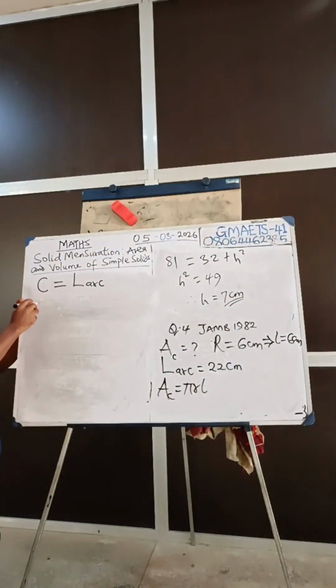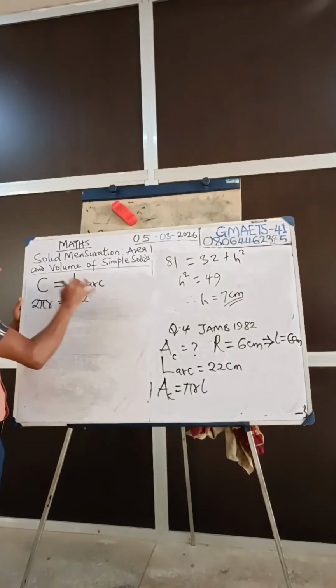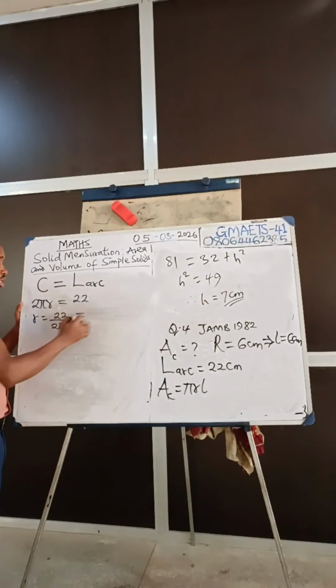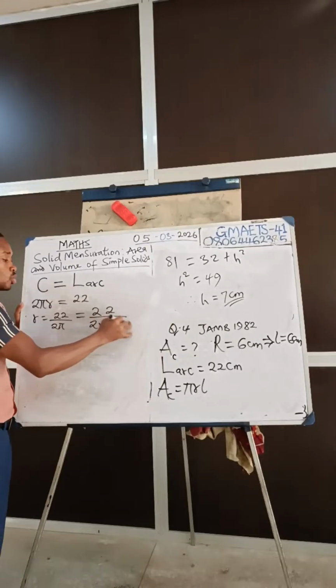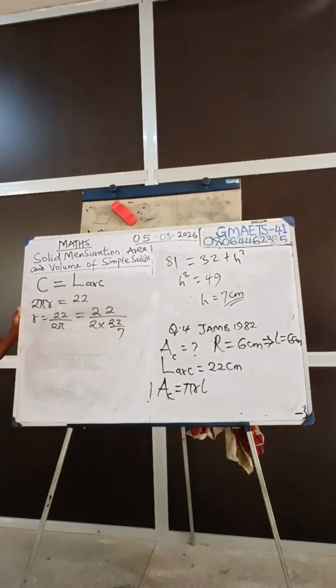What is the formula of circumference of a circle, or length of a circle, or perimeter of a circle? 2 pi r, remember so? And that's equal to the length of the arc, given to be what? 22. Make r subject of the formula. It's going to be 22 divided by 2 pi. Is that not so? Substituting, 22 over 2 times pi, which is what? 22 over 7. Are you following, right?